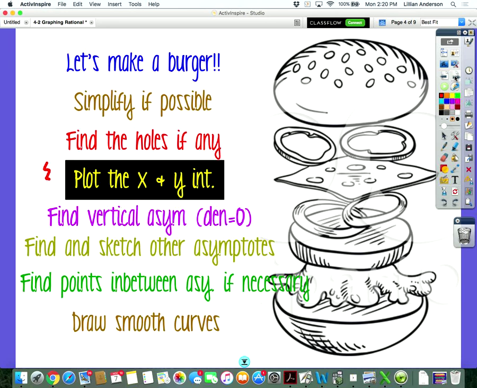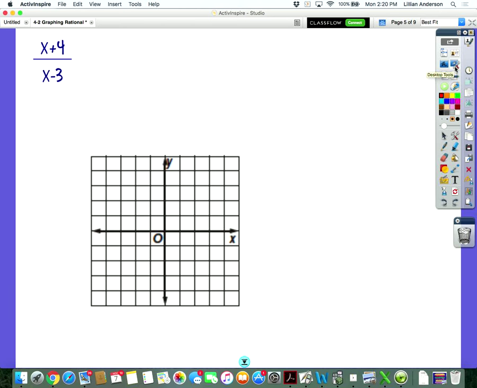Here we go. Here's our first example. We are going to graph x plus 4 divided by x minus 3. We're going to start off simple. So trim up your pink grids. I suggest you put this one along the side of your burger so you can have an example right there by your burger. And we are going to graph this.